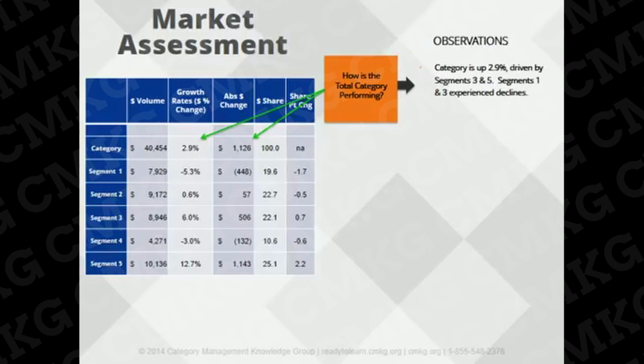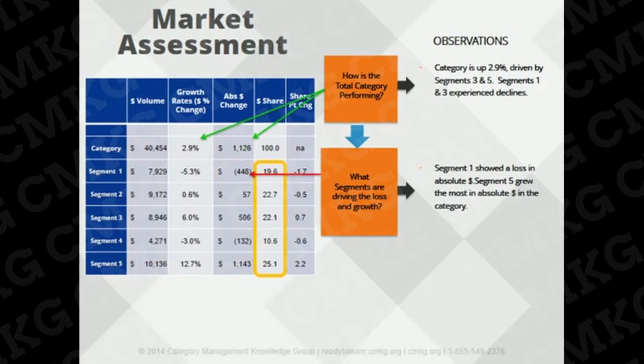Next, let's look at absolute dollar change. This is different than percent change because it takes into consideration the size of the different segments. Absolute dollar sales grew $1,126 in the category. Segments 3 and 5 grew the most in absolute dollar sales, and Segment 1 showed a loss in absolute dollar sales of negative $448. When looking at dollar share, you can see that Segments 1, 2, and 3 have share numbers close to each other.